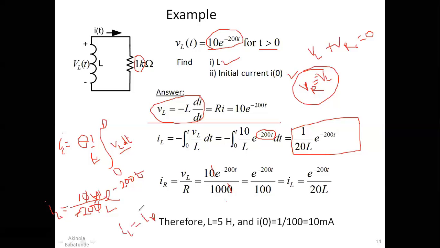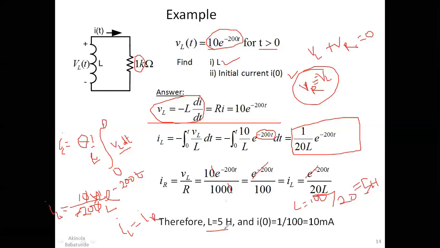Don't forget that IL will be equal to IR. We have explained this in the previous classes, previous discussions that we had. So you can say that 1 over 20 L exponential minus 200t is equal to exponential minus 200t over 100. If you do that, this will cancel this, and you have just 20L will be equal to 100, and so L will be equal to 100 over 20, and that will give you 5. So your inductance will be equal to 5 Henry.